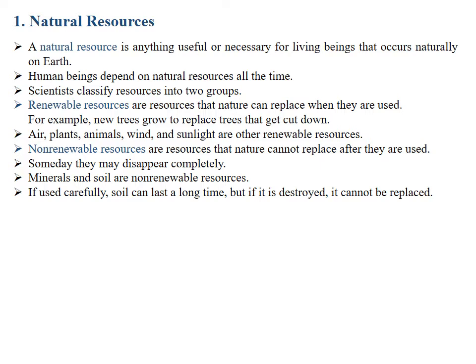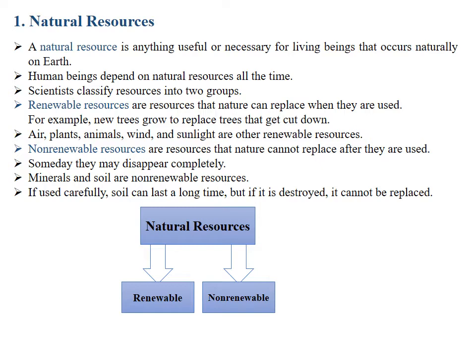Second group are non-renewable resources. They are resources that nature cannot replace after they are used, so someday they may disappear completely. Minerals and soil are non-renewable resources. So, if used carefully, soil can last a long time, but if it is destroyed, it cannot be replaced. So, to summarize what we have explained on this slide, natural resources can be divided into two main groups. We have the renewable resources and the non-renewable resources.